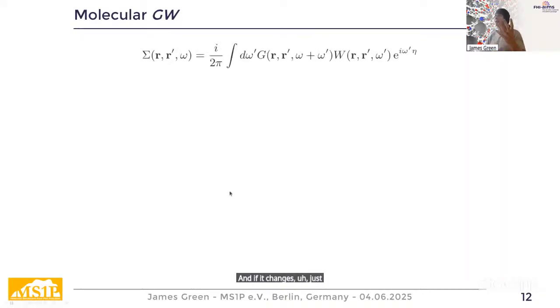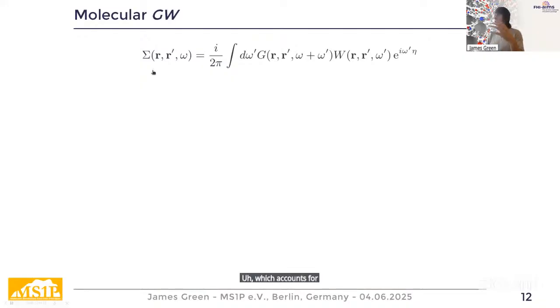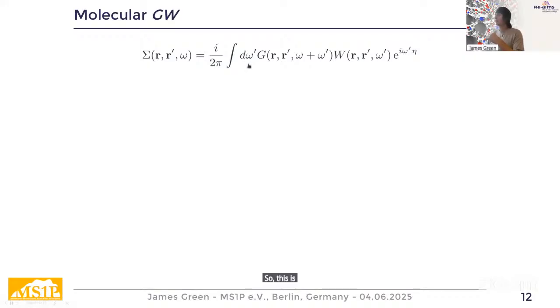Just to say, the central idea behind GW is computation of this self-energy sigma, which accounts for the exchange and correlation energy of an electron or hole with surrounding electrons in a multi-electron system. So this is a frequency integration of the Green's function G multiplied by a screened Coulomb potential W. And so this is where GW gets its name from.